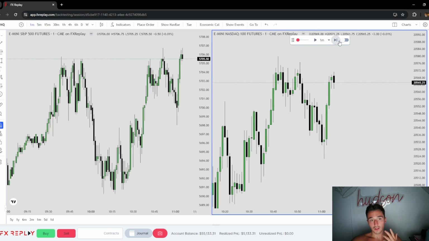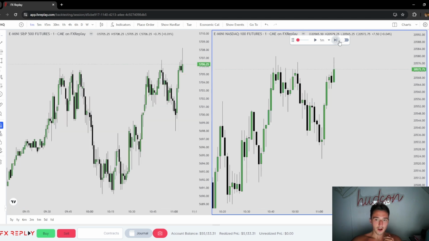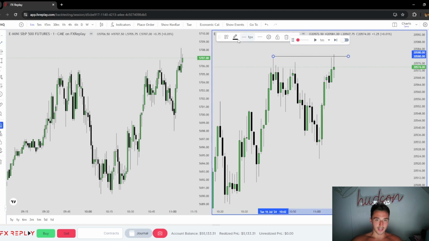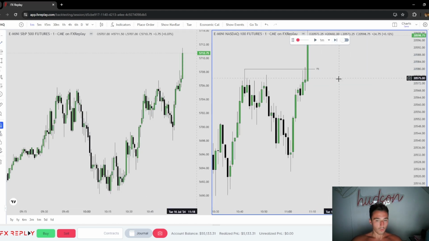Okay. Run the high. Run the high. There we go. Now I'd be okay with shorting this. So if this wants to stay intact, this could be TS. Hopefully. Whoa!